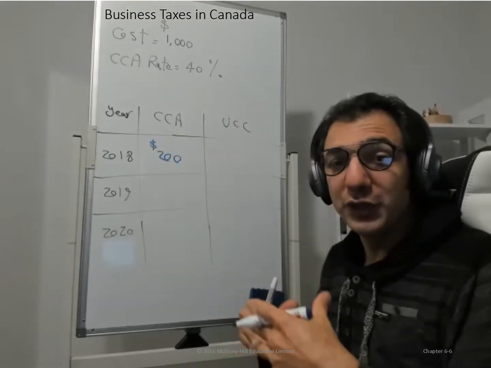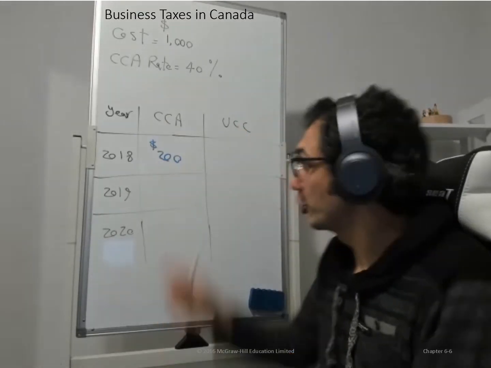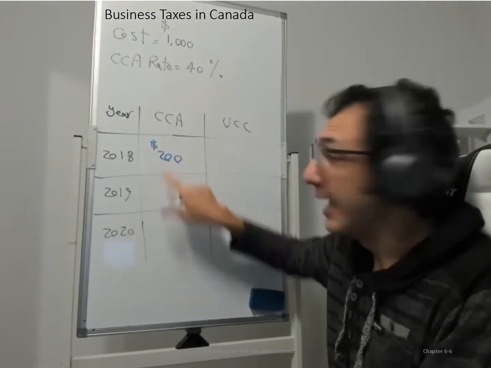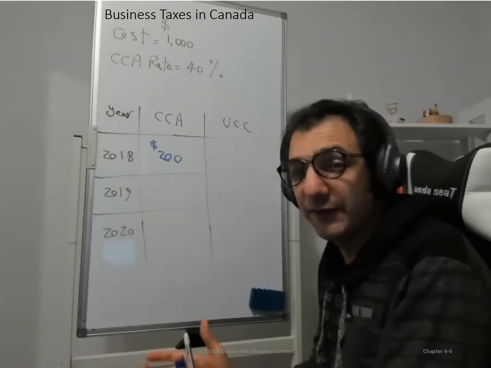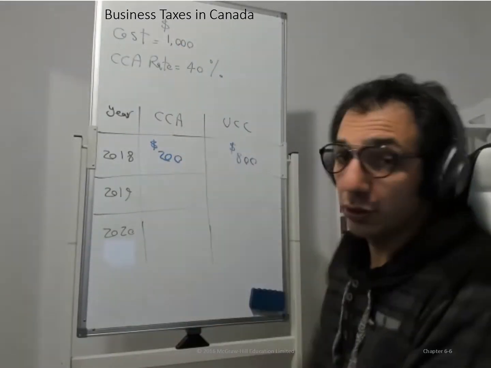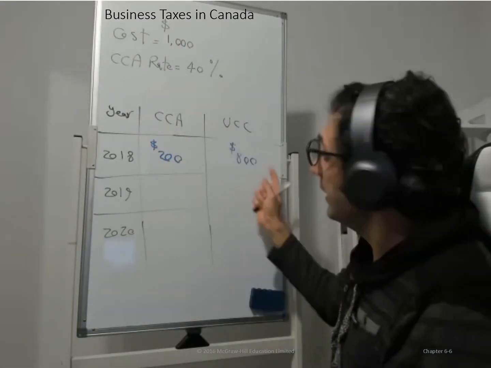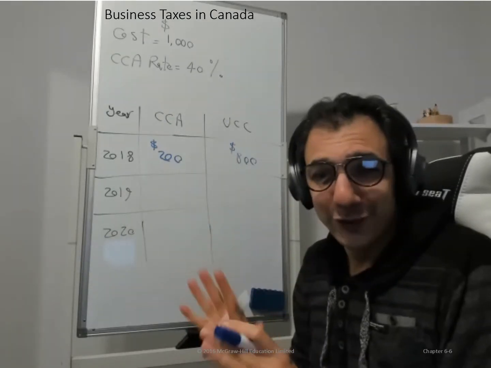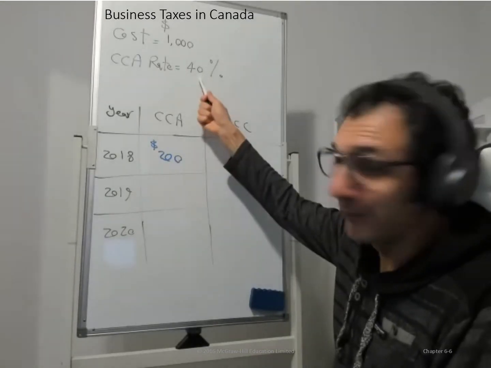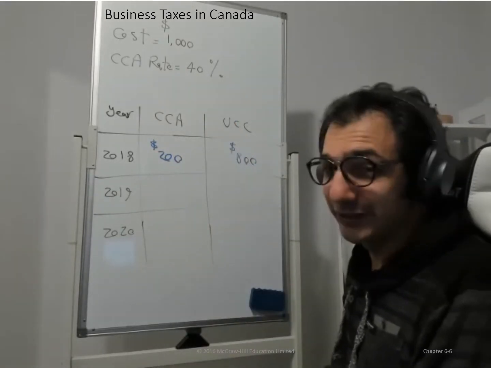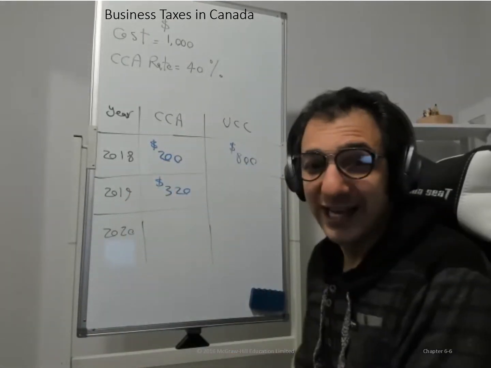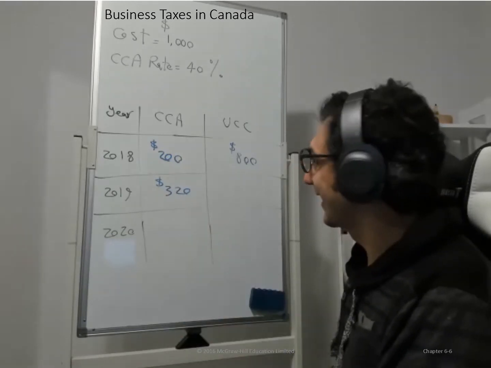UCC is the part which you haven't depreciated yet. So what was the original cost? $1,000, you're right. What is the CCA? $200. So at the end of the day, the undepreciated part becomes $800, so 1,000 minus $200. When it comes to the second year, the half-year rule is gone, so you don't need to apply that. So you start with $800 and you apply 40% to $800, which gives you $320. That's your CCA for the second year.